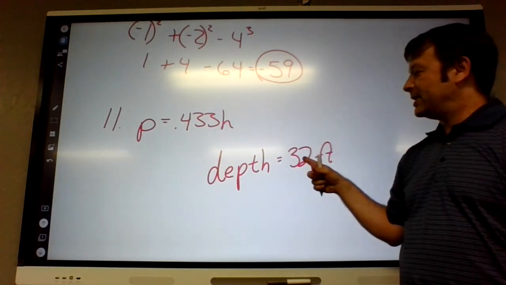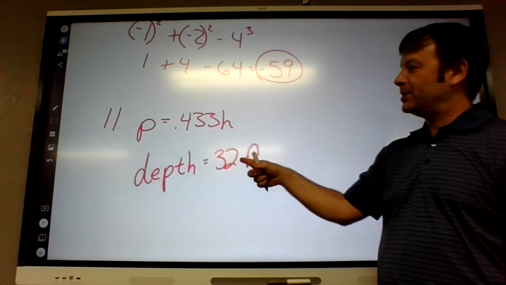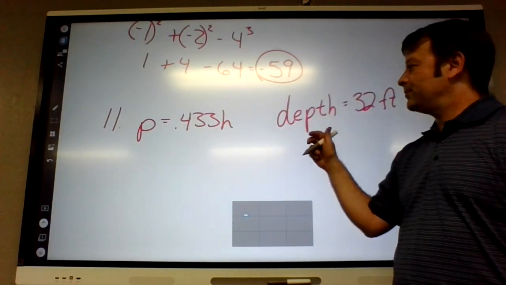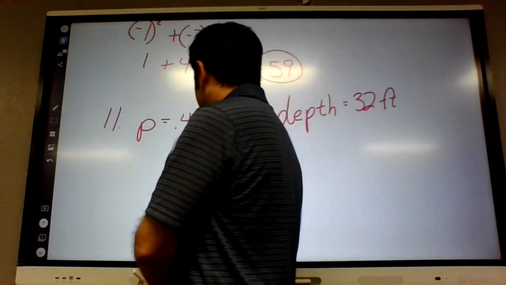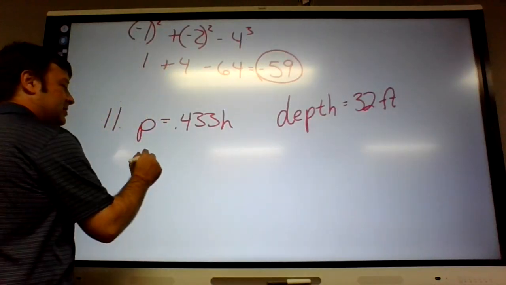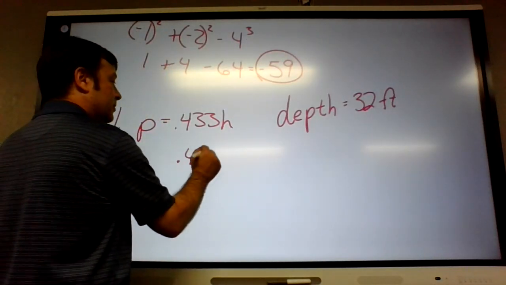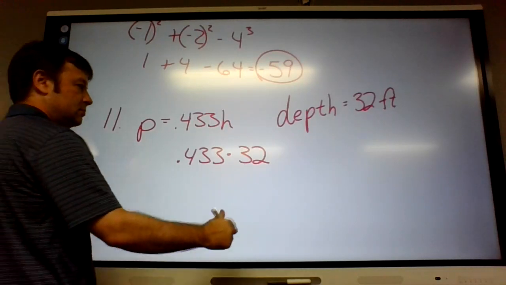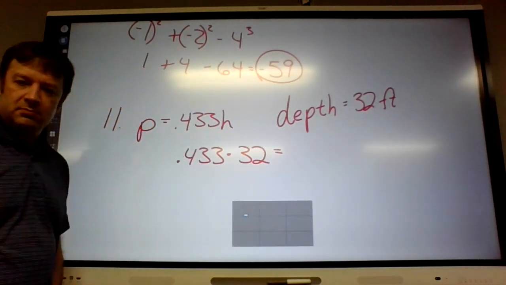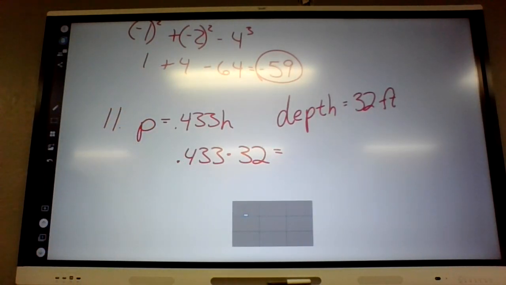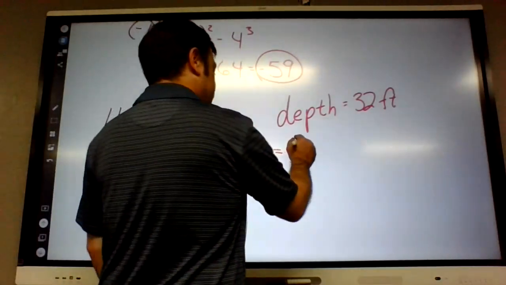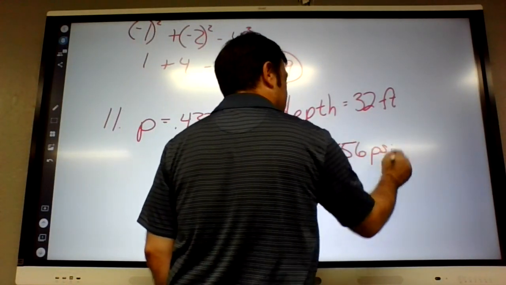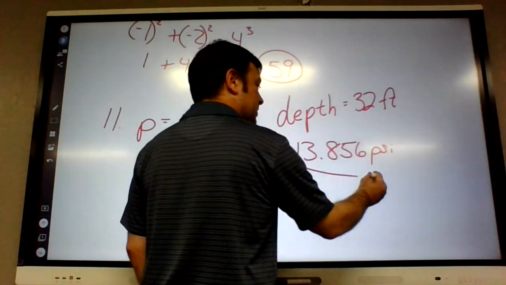So they told us the depth is 32, so guess what? We just put 32 right there. That's it. So they're not trying to fool you yet. So you just do 0.433 times 32. And let's see, that says 13.856 PSI. You guys know what that stands for?